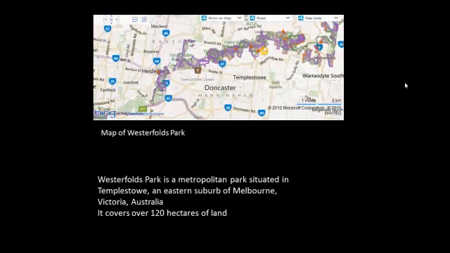Alright, so Westerfolds Park is a metropolitan park situated in Templestowe, an eastern suburb of Melbourne, in Victoria, in Australia obviously. It covers over 120 hectares of land. So here, as you can see, is a map, and all this purple line up around here, starting in Templestowe, going to Doncaster to the Heidelberg, that is 120 hectares.